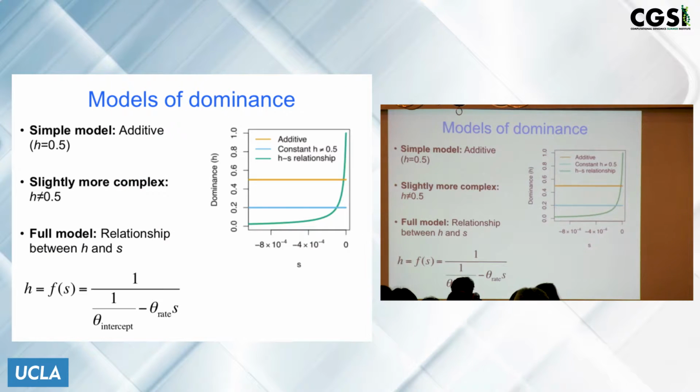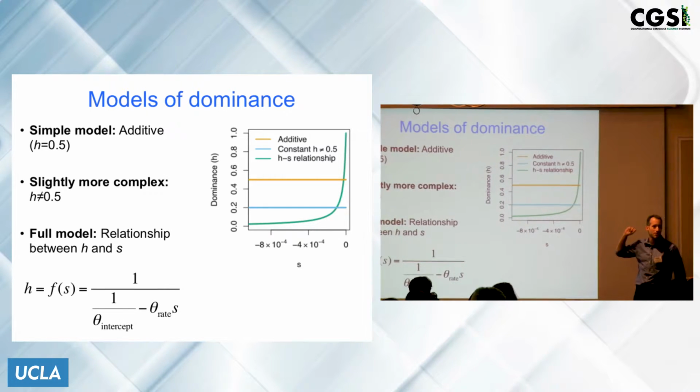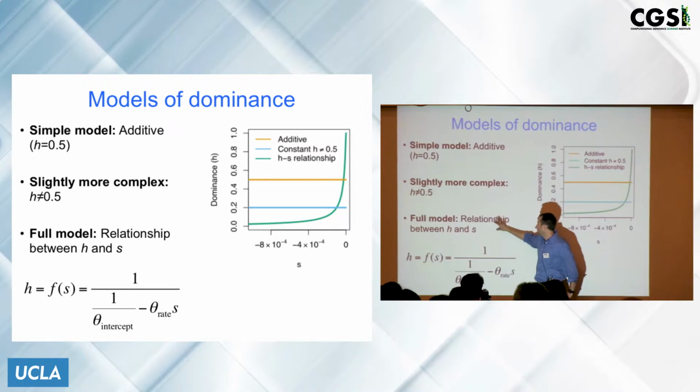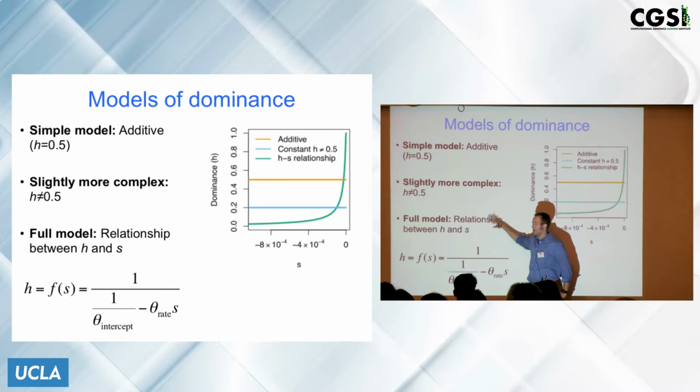And then we look at a few different models of dominance. So our simplest model is an additive model where all mutations have a dominance coefficient of 0.5. Slightly more complex, all mutations have the same dominance coefficient, but it's something other than 0.5. And lastly, the most complicated model, that there's some relationship between H and S.